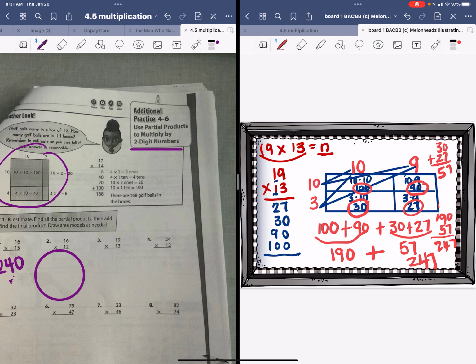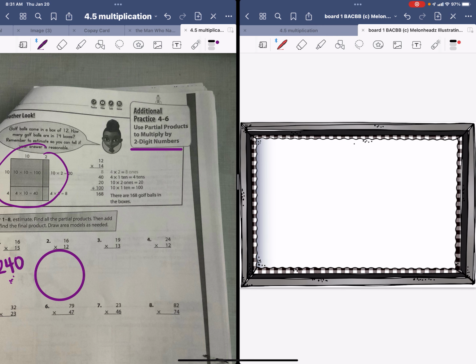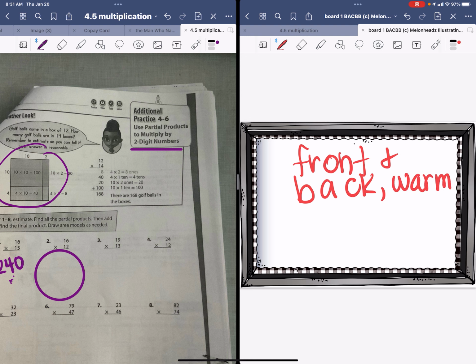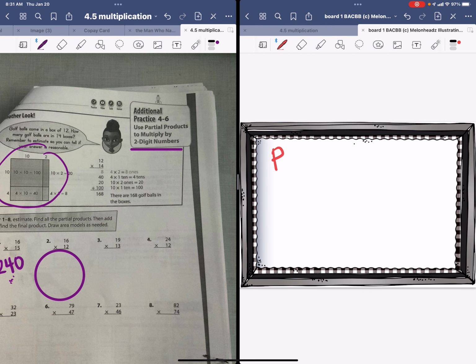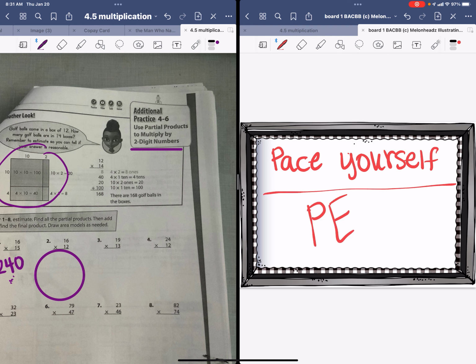You need to complete the front and the back. Okay, you need to complete the warm-up. You need to study your 2s. All right, and then you need to pace yourself so that you get all work completed by Monday. Whatever is not completed by Monday will be completed during PE, and you may not get it all done in one day, so you may have to stay in from PE more than one day to get all of your work done.